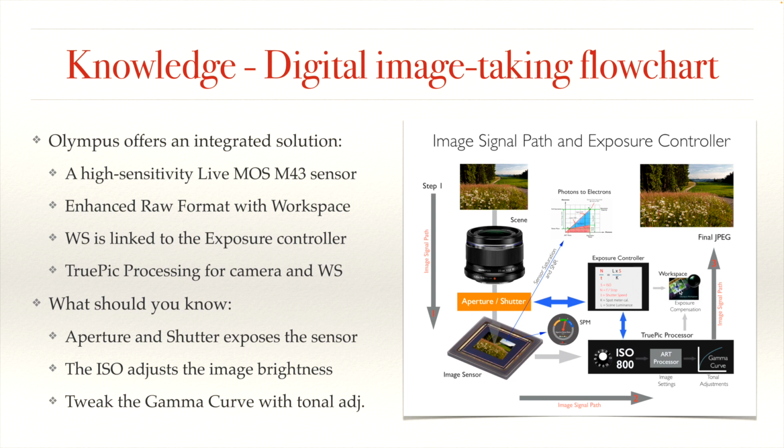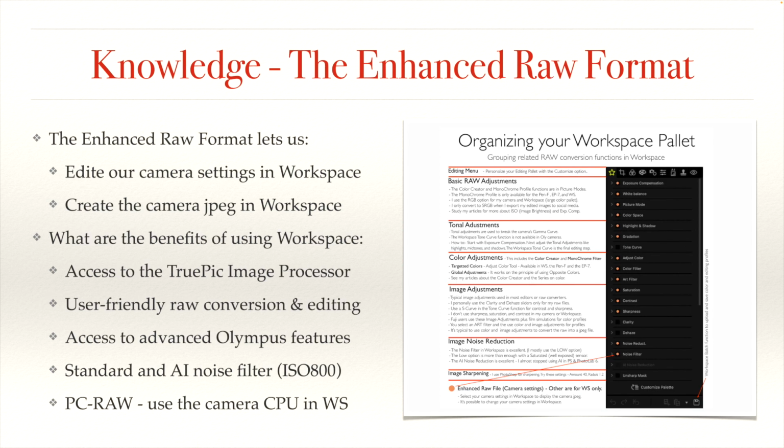If you want to see how I arrange my workspace, the editing palette, I use this format here to arrange my editing palette, and it looks like this. I have my basic, you can do it in this area here with this button. My basic image or raw adjustments are the exposure, like I explained, white balance, picture mode, and color space. Then you have your tonal adjustments, where I can tweak the gamma curve, highlights, gradation, tone curve.